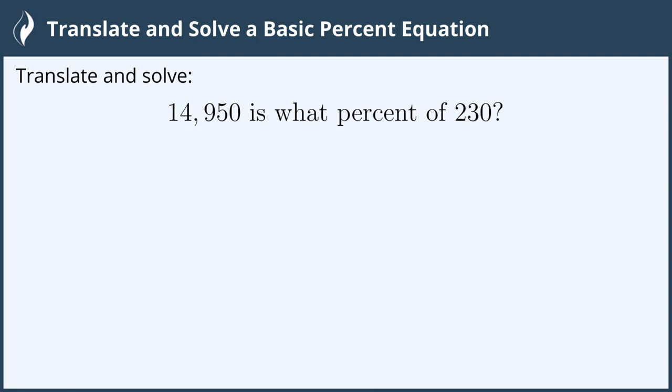We will translate from left to right, and we will translate into math symbols. The word is translates to equal. When we have something saying what, it means we don't know. So we have to replace it with something that we can solve for, so a variable. And you can pick whatever letter you want. Let's use P for percent. Of, translated into a math symbol, means multiply, and then 230. So we have everything now translated, and we need to write it down. 14,950 is P times 230.